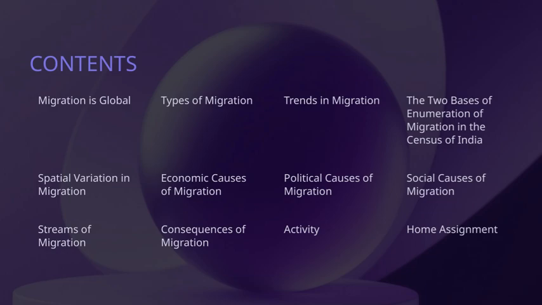We'll look at the various streams of migration, which refer to the different directions or routes people take. Then, we'll categorize migration into different types, such as permanent, temporary, rural to urban, and urban to rural. We'll also explore spatial variation in migration, meaning how migration patterns differ across regions. Finally, we'll emphasize that migration is a global phenomenon, affecting countries and continents worldwide. This comprehensive overview ties together the many factors and patterns that shape migration, which is a key aspect of understanding population dynamics and societal change.